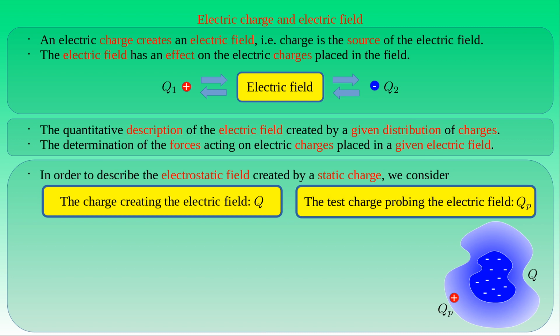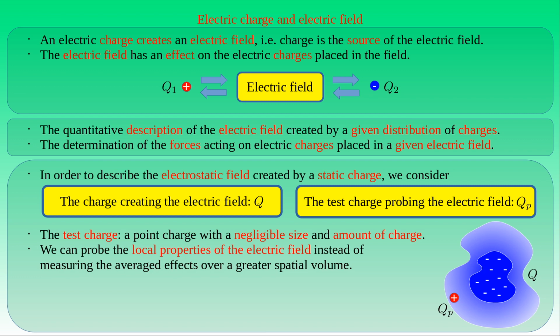The test charge must be a point charge. That is, it must have a negligible size and volume with respect to the characteristic length scale of the electric field. It is an important requirement, so that we can probe the local properties of the electric field in the point of the test charge instead of measuring the average effects of the field over a greater spatial volume. Here we illustrate this criterion with the inequality stating that the size of the test charge, approximated with a sphere of a diameter of d, is much smaller than the characteristic size L of the electric field.